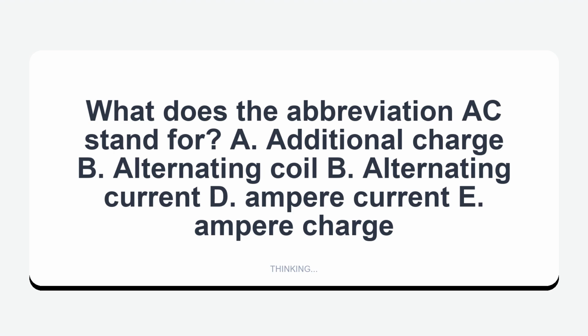What does the abbreviation AC stand for? A. Additional charge. B. Alternating coil. C. Alternating current. D. Ampere current. E. Ampere charge. Alternating current.